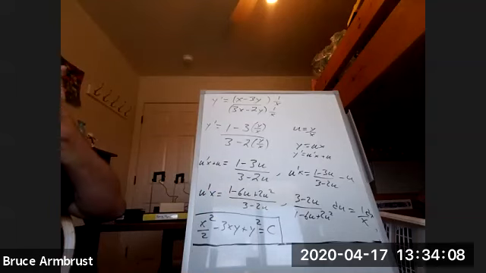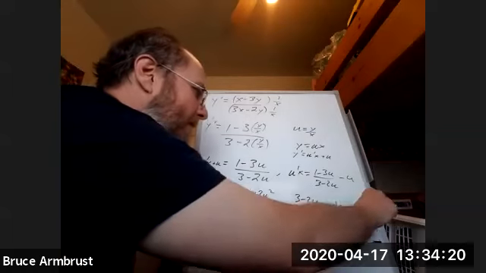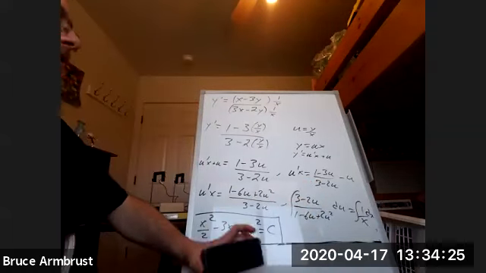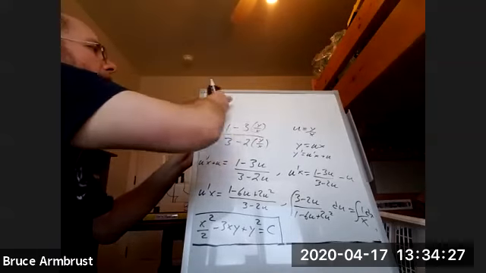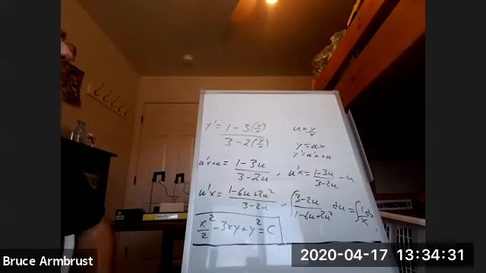Okay, well, that got us to a point where this is separated, and now we have to integrate. Well, the right side's easy. The integral of 1 over x is just the natural log of x. What about the other side? What are we going to have to do there?